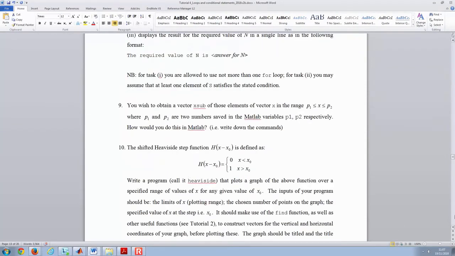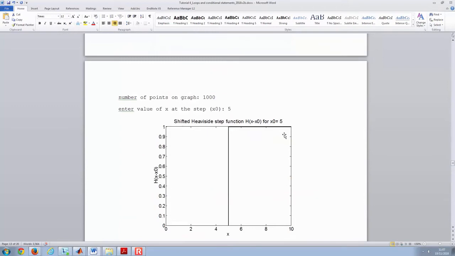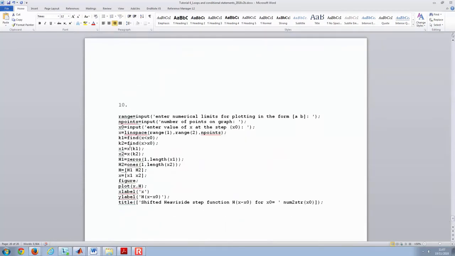This heaviside function, where the function was in two parts, one to the left of x0 and one to the right of x0. Okay, a step function. And if you look at the solution, you see it there. K1 is the vector of indices of those elements of x that are to the left of x0. K2 is the vector of indices of those elements of x that are to the right of x0. X1 is a subvector of those elements of x to the left of x0, and is therefore given by x of k1, and x2 is the vector of those elements of x to the right of x0, and therefore x2 is x of k2.